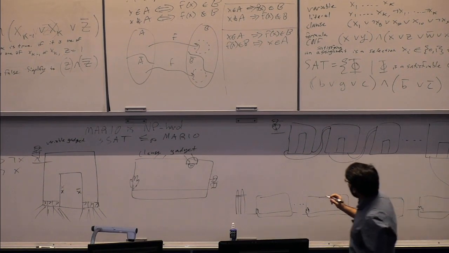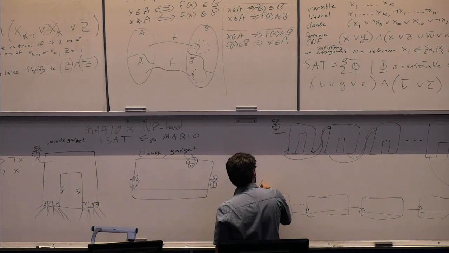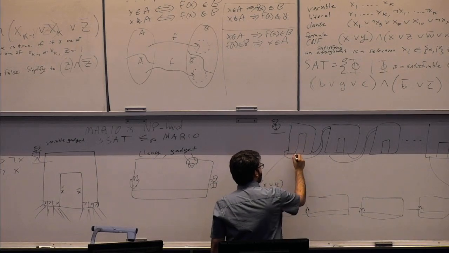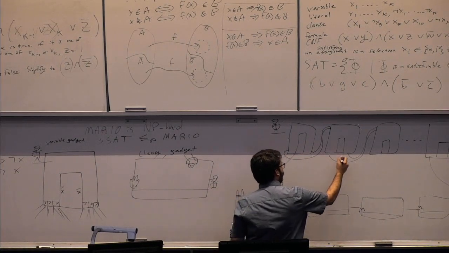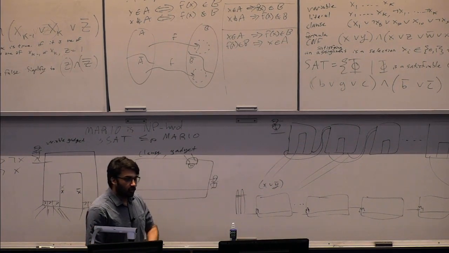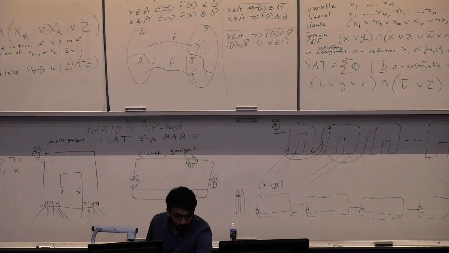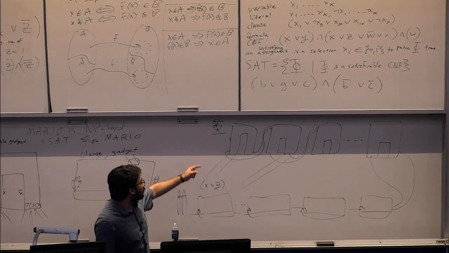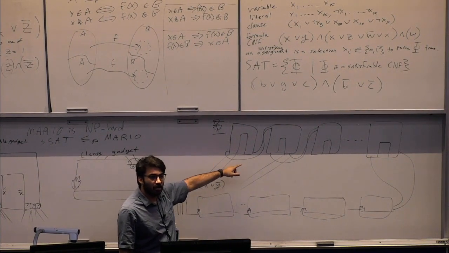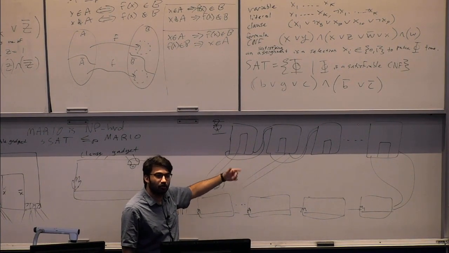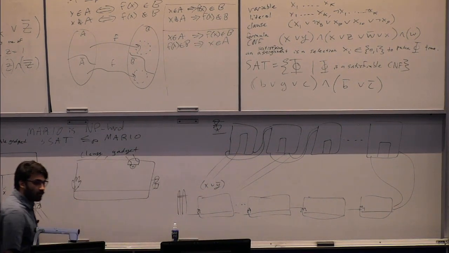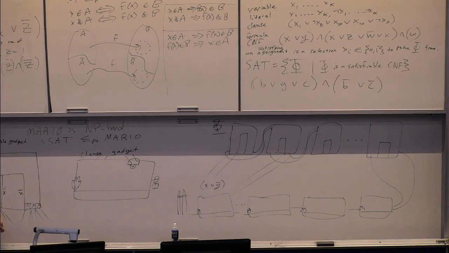So let's suppose this was the clause representing X or Y, or let's say X or not Y. Then he's going to be able to send a mushroom to this clause, like that, right? So what's going to happen here? Mario is going to go through all these variable gadgets. For each variable, he's going to choose an assignment. He's going to choose either X or not X. He can't choose both. He must choose one for each one. By doing so, he's going to push mushrooms and send those to the appropriate clause gadgets.